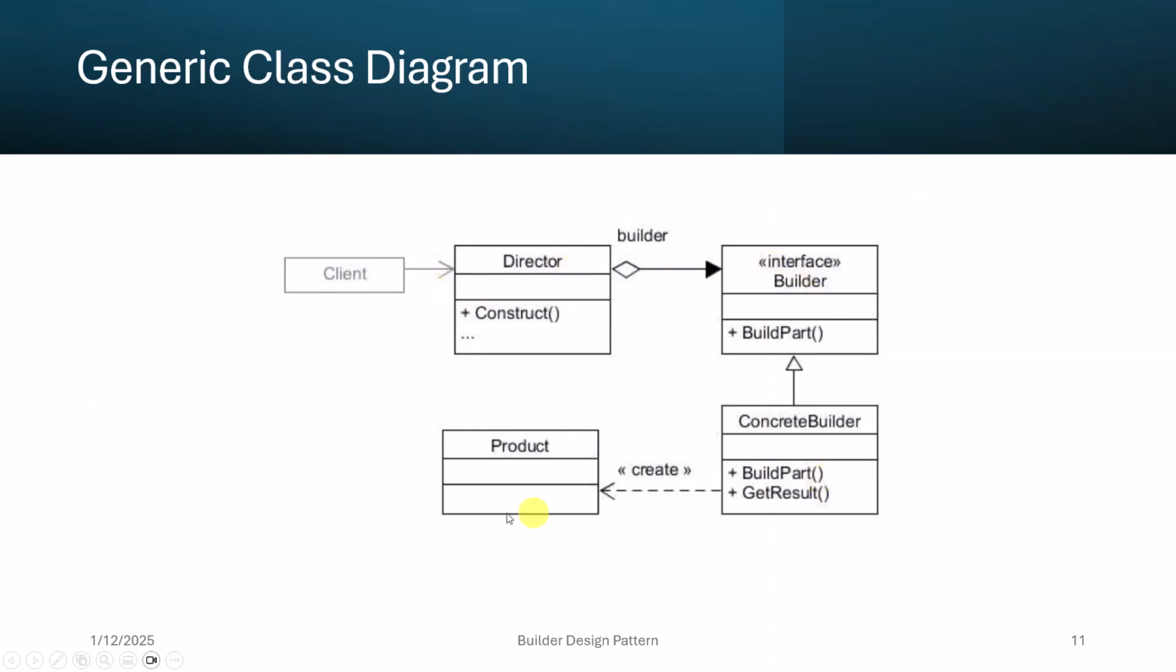So as I said, the different components we have are the product, the concrete builder, which then implements the builder interface. And then again, we have the director class with the construct method, which will construct our product here. And the client will call this director object from here. So this is a very simple generic class diagram of how exactly our builder design pattern behaves.